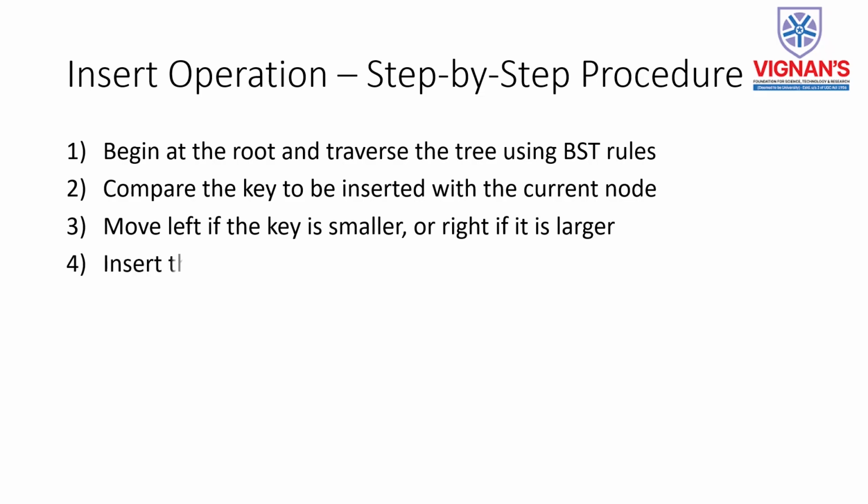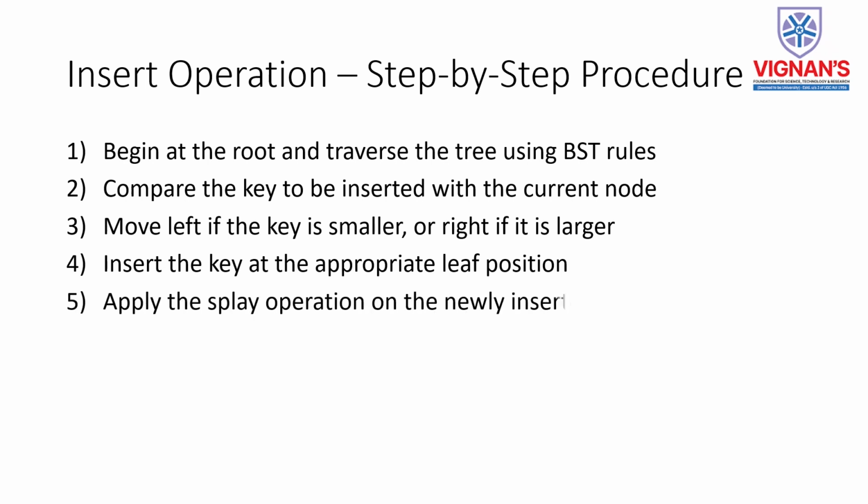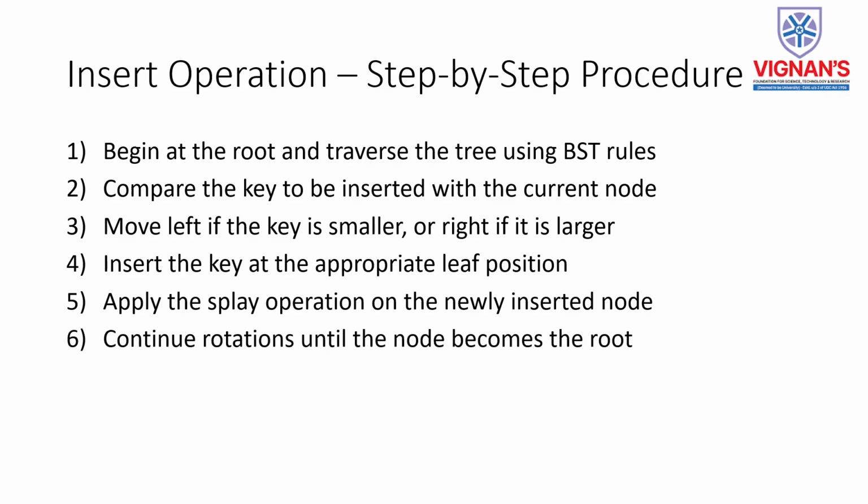Insert the key at the appropriate leaf position. The key is placed at a leaf position where BST rules are satisfied. Apply the splay operation on the newly inserted node. After insertion, the splay operation is applied to the new node. Continue rotations until the node becomes the root. Rotations are performed repeatedly until the inserted node reaches the root.